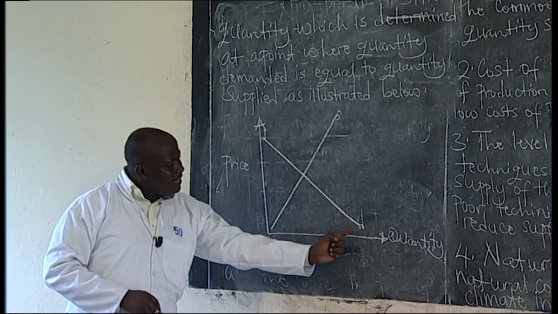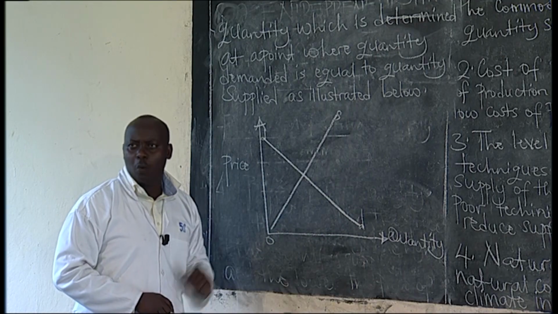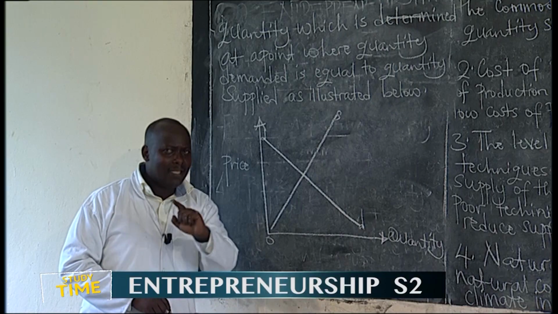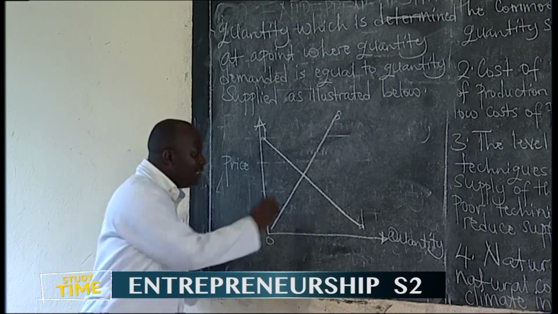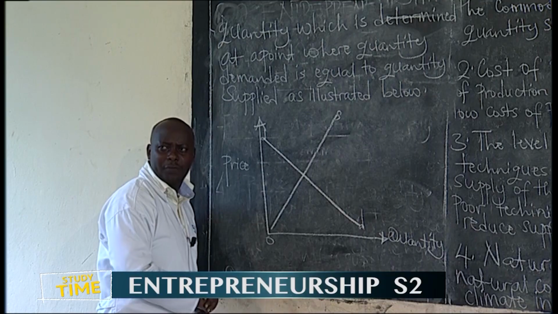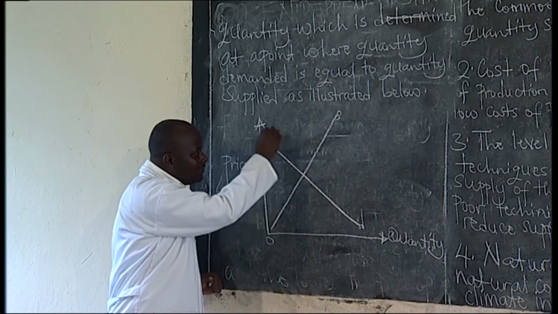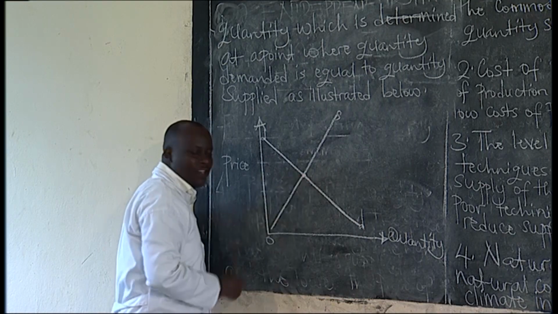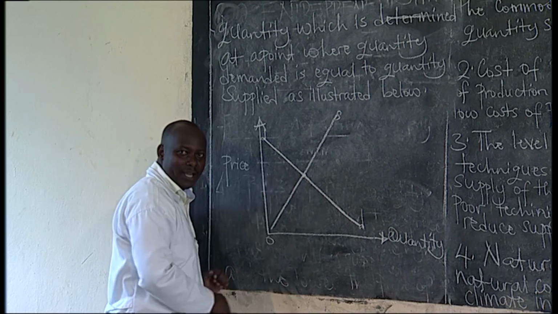Now, this is the demand curve, this is the supply curve. Where do they meet, learners? Who can tell us? Where are they meeting? They are meeting at this point here, which is the point of intersection, where the demand and the supply curve meet.